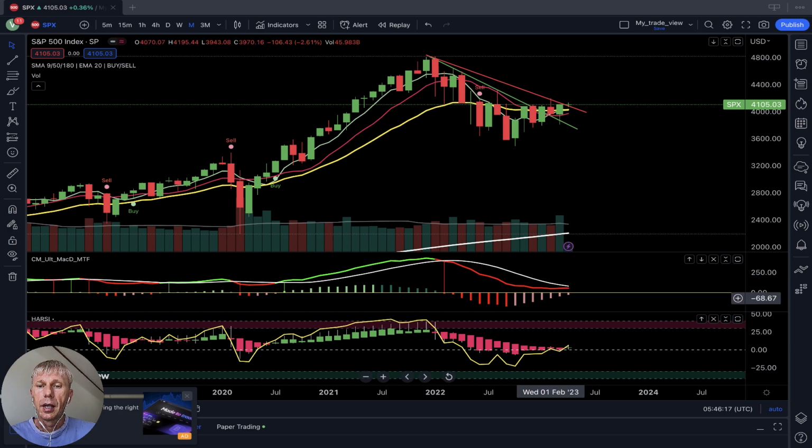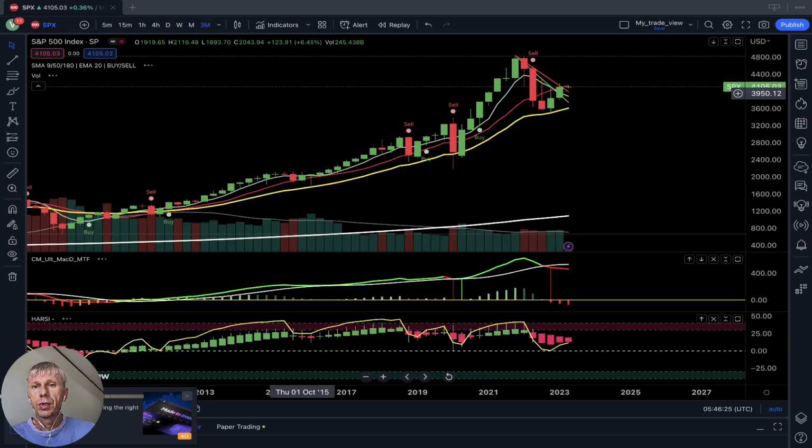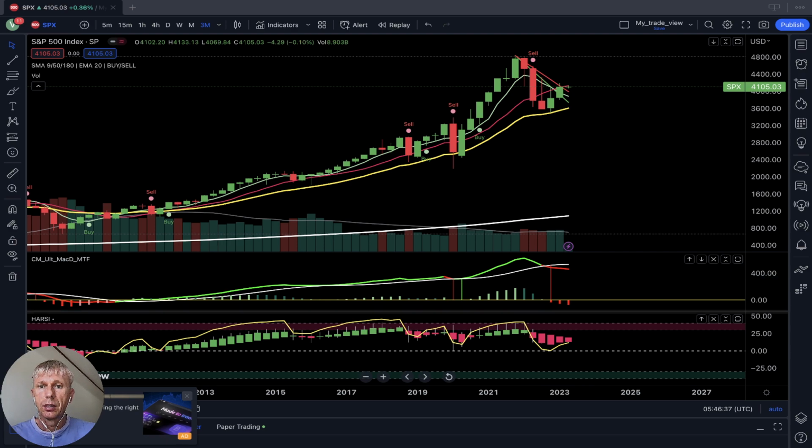MACD is still red, and MA5 did a bullish crossover. Let's see on quarterly what's going on with the S&P 500. Quarterly, green bar, MA5 still did a bearish crossover over 10, still bearish. MACD is still red, still bearish. Fibonacci is still red, still bearish. Sell mode on the script.